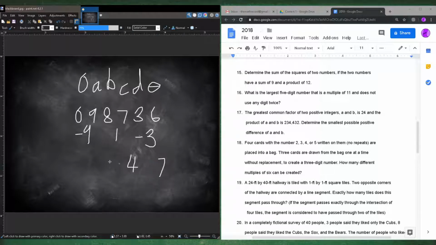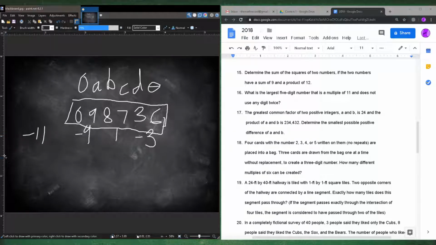You have 7 repeated twice, so this doesn't work. So you can't increase this number any further. So the highest number for when you had to make -11 is 0, 9, 8, 7, 3, 6, right? So this is the highest possible number you can make if you're going to a multiple of 11.